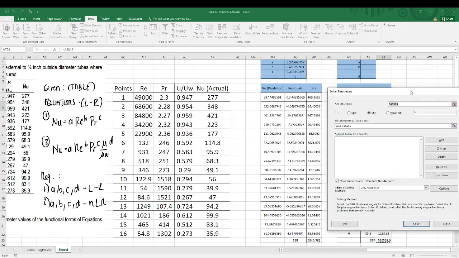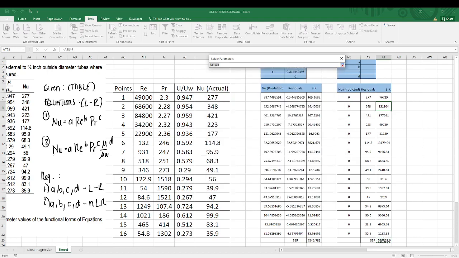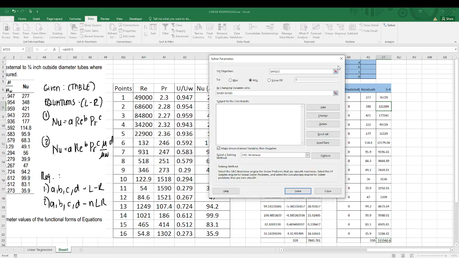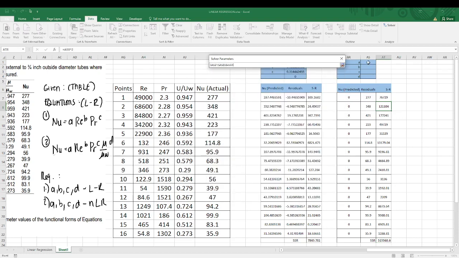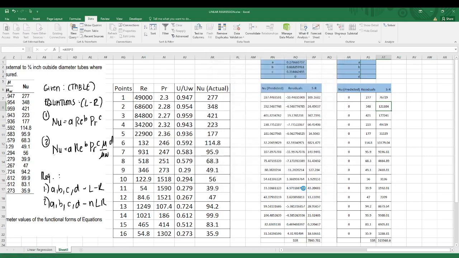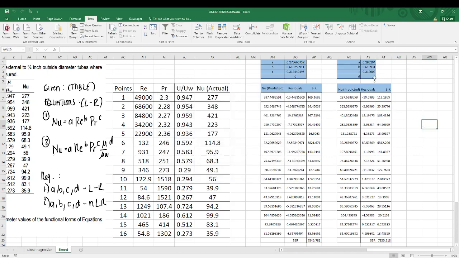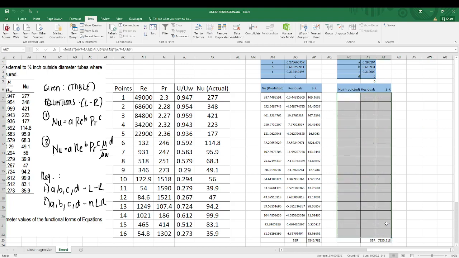Okay, so set the SSR to minimum. Then by changing the values of A, B, C, D, plus the dummy space, with the settings set, then solve. But it is still zero. Let's just be sure it did not get deleted.